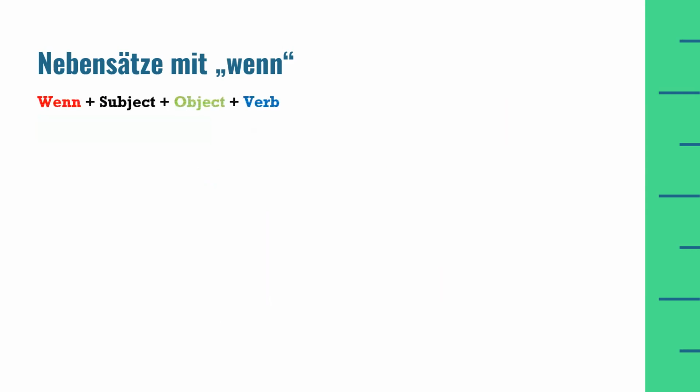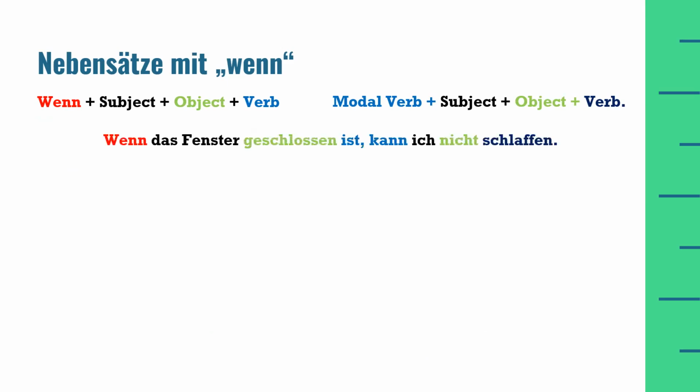Let's take a look at some other varieties of sentences, like if we have modal verb in the Hauptsatz, then how will this sentence structure change?